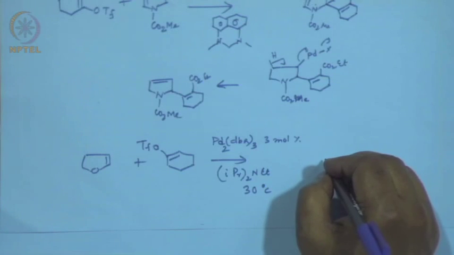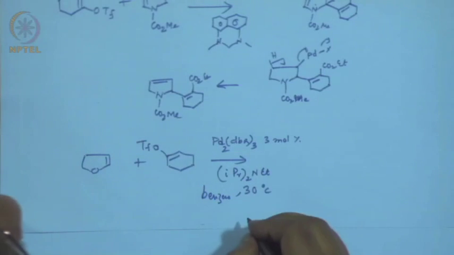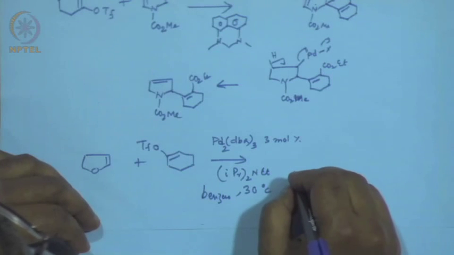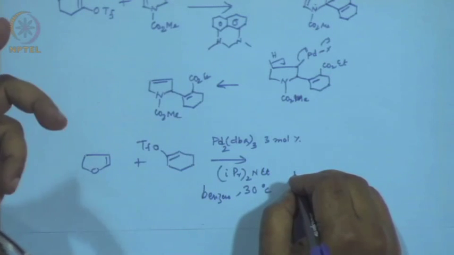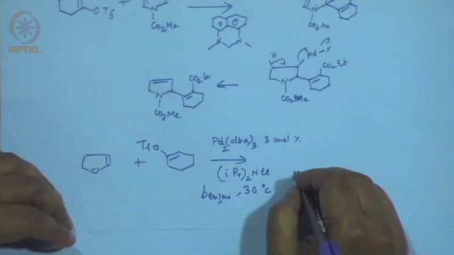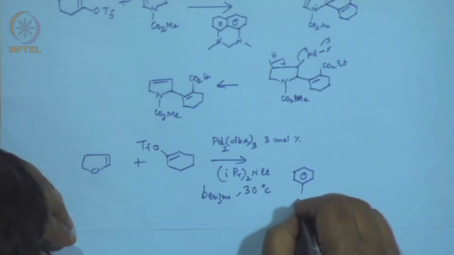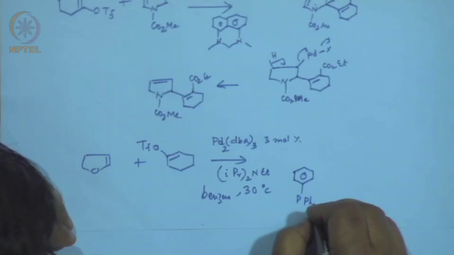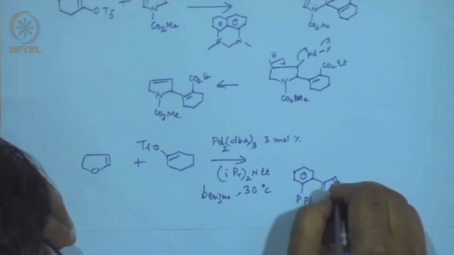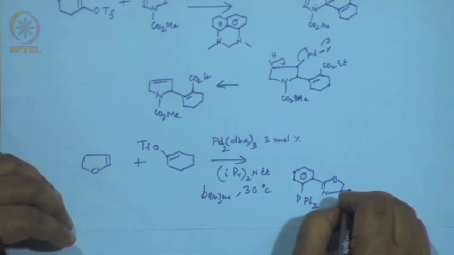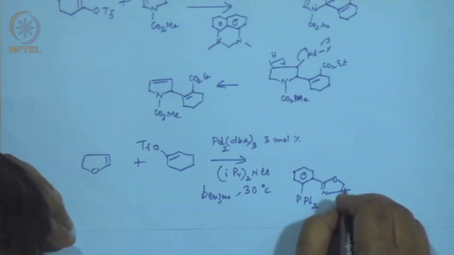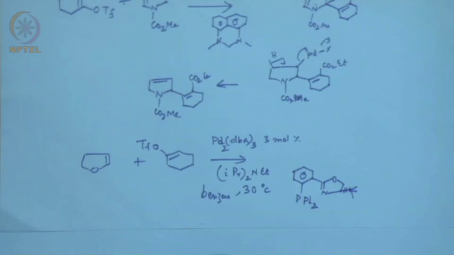And of course, is anything else missing? Solvent, benzene. And a ligand, a phosphorus ligand. The phosphorus ligand in this case is a diphenylphosphinobenzene kind of molecule, and once again it is also a heterocycle, a chiral heterocycle, an oxazoline heterocycle, and this is for introducing the chiral center.